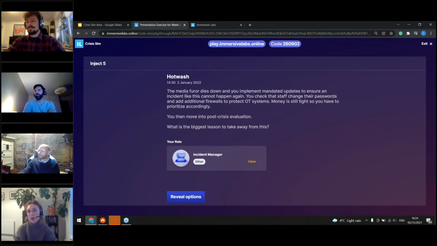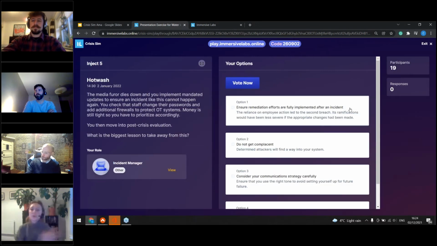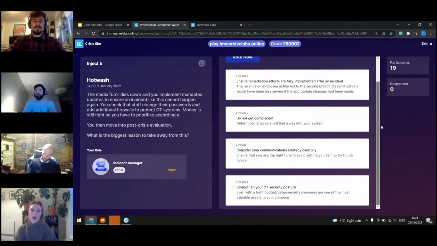You're now moving into a post-crisis evaluation stage. So what is the biggest lesson you take away from this whole situation that we've just gone through? Do you want to ensure remediation efforts are fully implemented after an incident? Do you want to take away the lesson to not get complacent, because determined attackers will always find a way into your system? Do you want to take away the lesson that you should communicate your communication strategy carefully to ensure that you use the right tone in order to set yourself up for future failure?